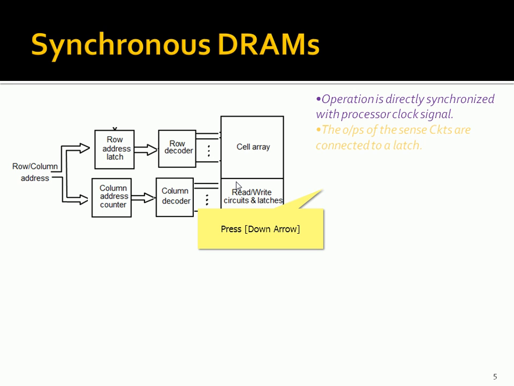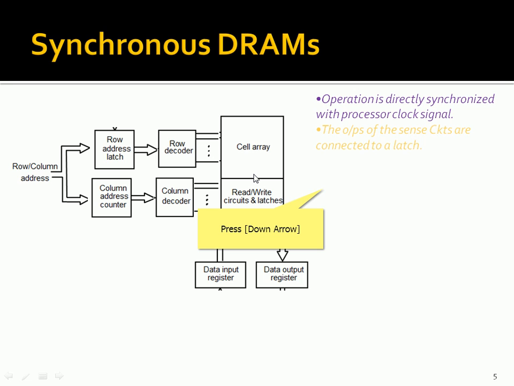There is a cell array, and attached to it are the read and write circuit and latches, right? With the help of the read and write control signal or chip selection, this read and write circuit will activate the corresponding row in order to drive out the information or put in the information. From the read write circuit we have the input and output. So there will be a data in register. So there is a buffer.